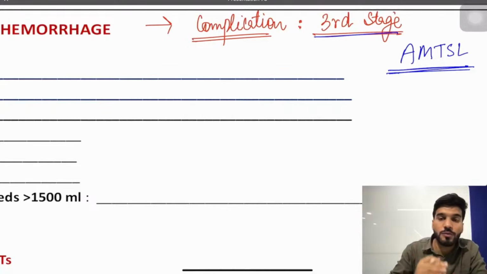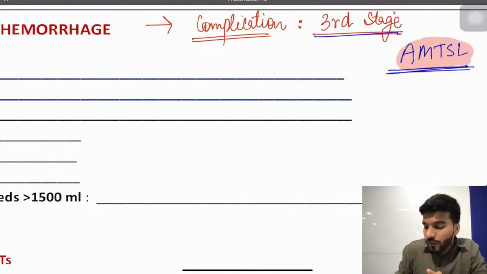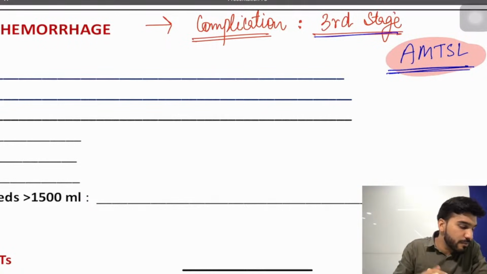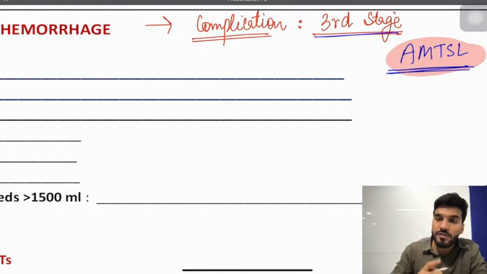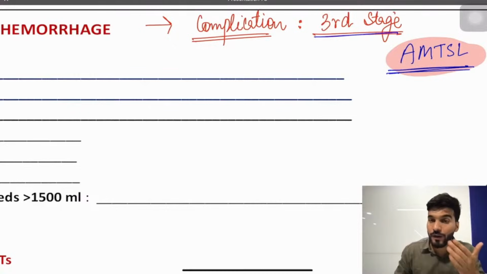In order to prevent postpartum hemorrhage, the management is called active management of the third stage of labor. What is that called? Active management of the third stage of labor. Now what exactly is it? First I give a uterotonic agent which will maintain the tone of the uterus. What is the drug I'm giving? I'm giving oxytocin as a prophylactic drug, 5 to 10 international units.